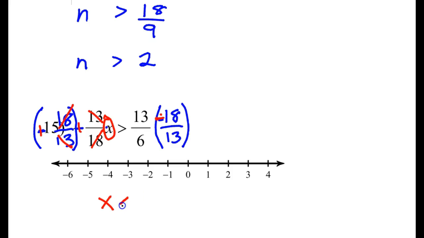Flip the sign. Right. And then we can simplify the fractions here. So 13 over 13, those cancel out. That equals 1. 6 goes into 18 3 times. So we're left with a negative 3.